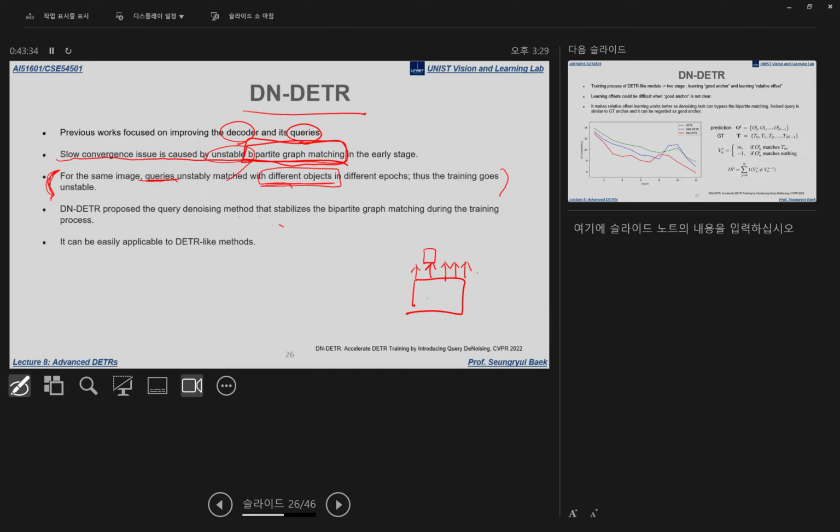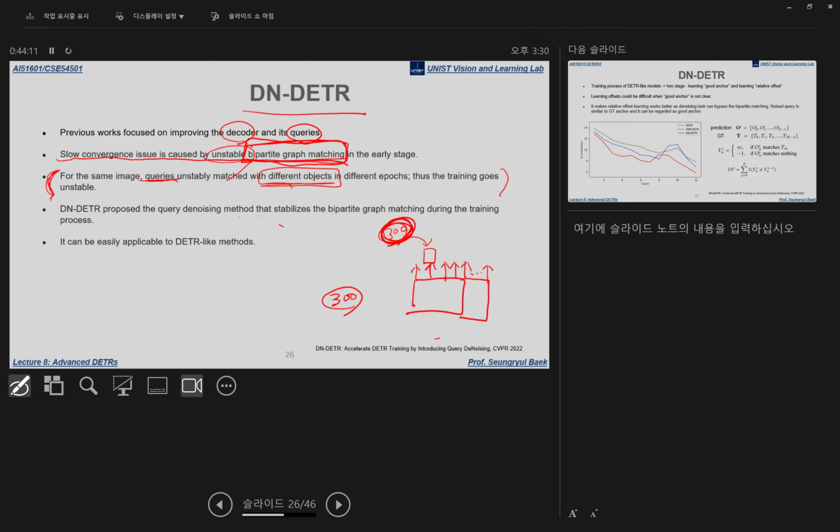Okay, so previously I mentioned that there are around 300 object queries, and our estimations are the same number as the number of object queries. We have 300 output predictions, their class information and bounding boxes, but we have to choose the best matched predictions with the ground truth and apply the actual loss to that best matched output. So that part is called the bipartite matching.